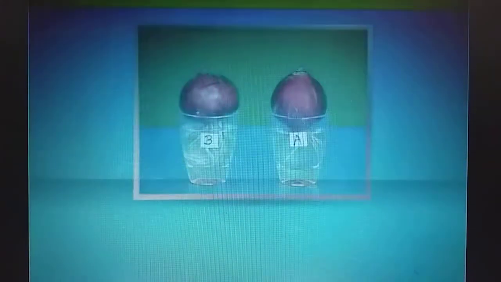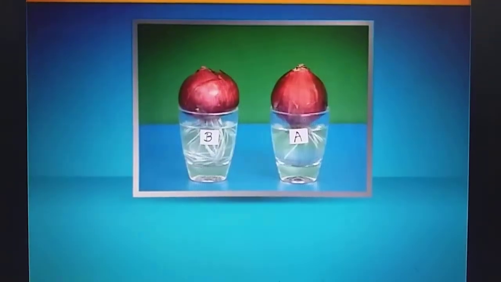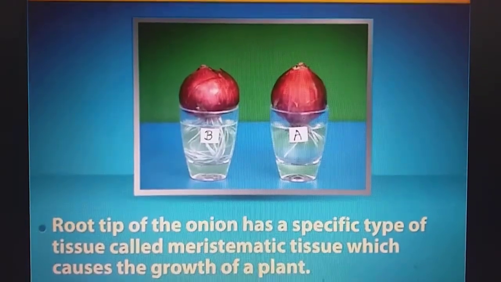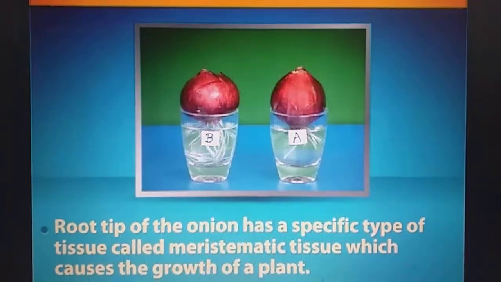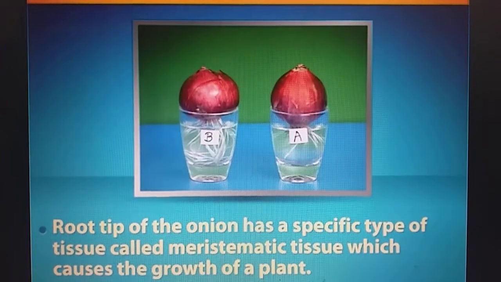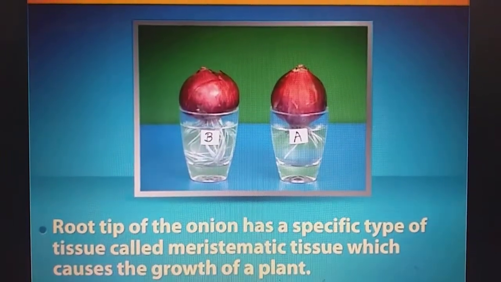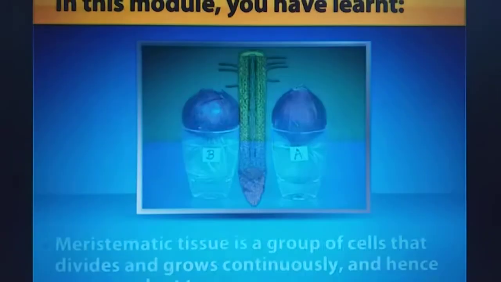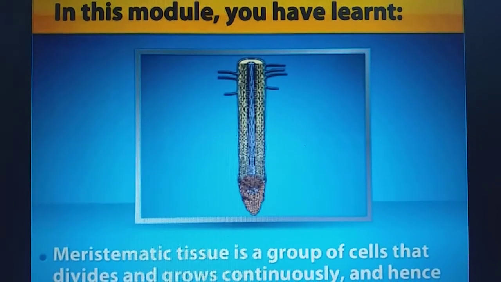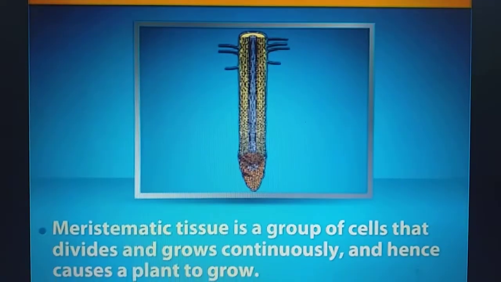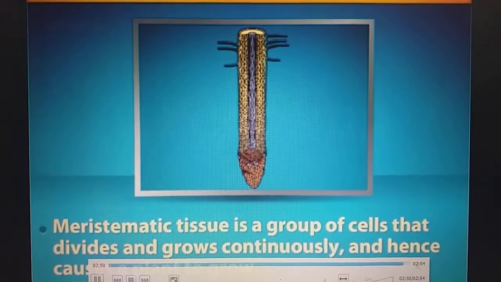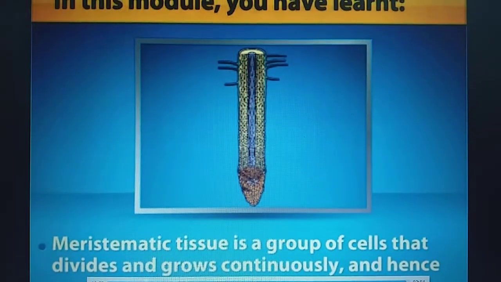In this activity, you have learned that the root tip of the onion has a specific type of tissue called meristematic tissue, which causes the growth of a plant. Meristematic tissue is a group of cells that divides and grows continuously and hence causes a plant to grow.